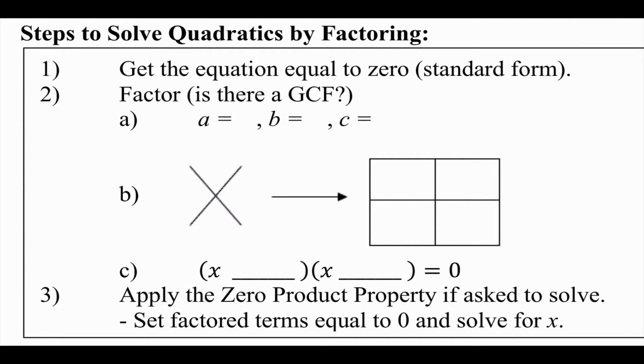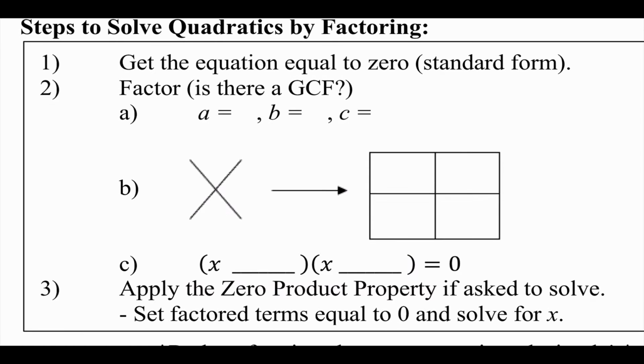Get the equation equal to 0. We've done that before. Factor. Factor involves ABC. It involves the X game and the box. We've done that before. And then depending on whether they say factor, if they only say factor, we're done here. That's our answer. We're done. If they say solve, we have to set it equal to 0 and solve for X. That's where we get multiple answers. Okay? So you remember the top is multiply A times C. The bottom is add B. Okay? That's the same thing we're doing today.